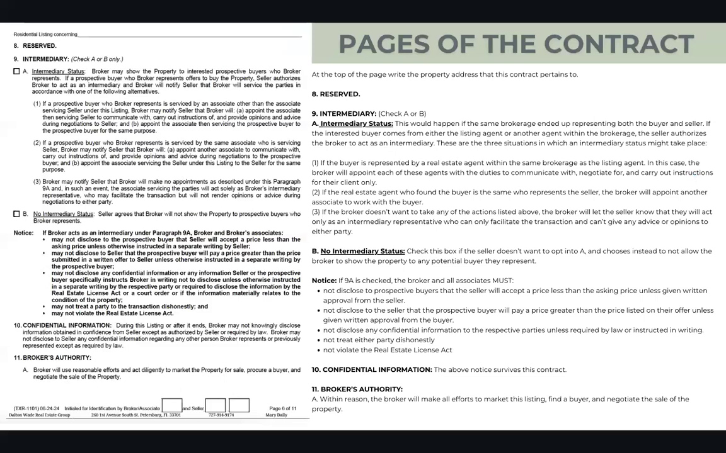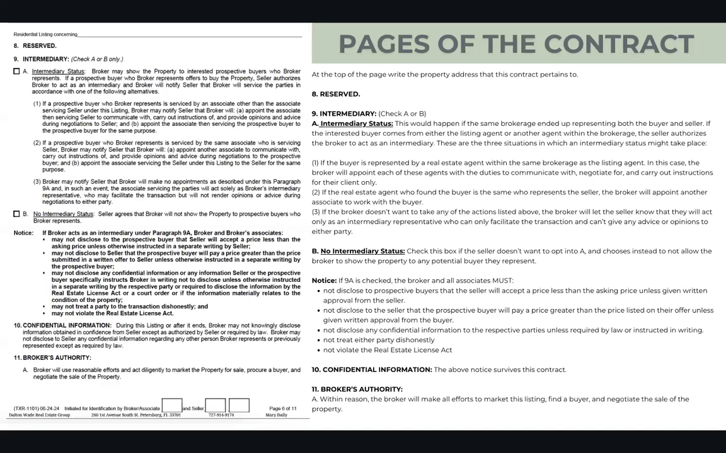Number 9, intermediary. So intermediary status would happen if the same brokerage ended up representing both the buyer and the seller. If the interested buyer comes from either the listing agent or another agent within the brokerage, the seller authorizes the broker to act as an intermediary.